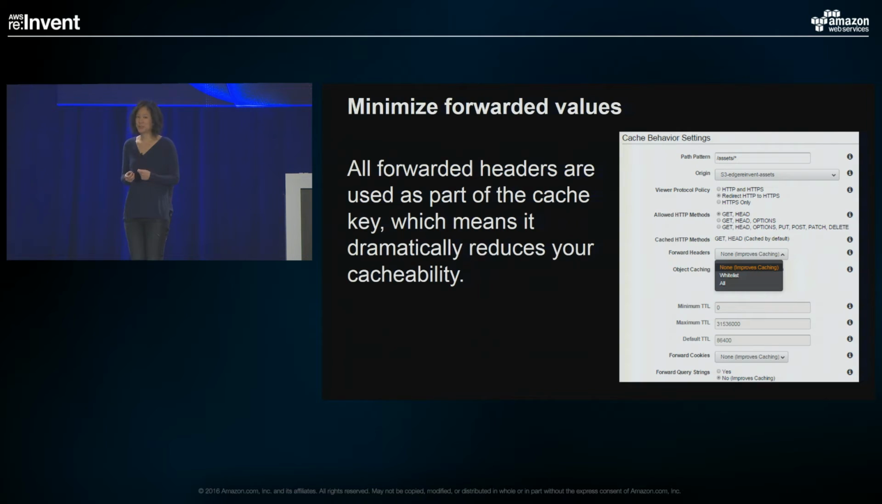Reminder, when you're using your cache behaviors, minimize the forwarded values as much as possible. As you saw with how we created our cache keys, any additional headers will actually get added to your cache key, and so they will dramatically reduce your cacheability. And if you forward all headers to your origin, we effectively cache nothing. It's a full proxy mode to your origin.